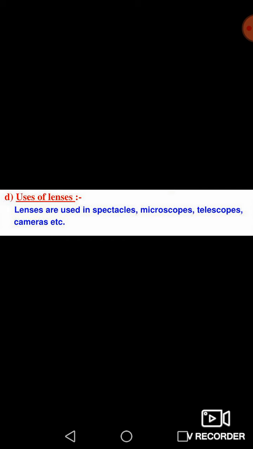Even in the Galileo telescope, a concave lens is used. So in general we can say lenses are used in spectacles, microscopes, telescopes, cameras, etc.